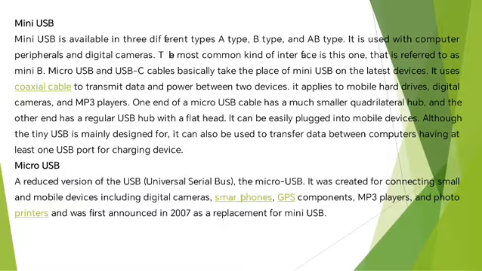Micro USB and USB-C cables basically take the place of mini USB in the latest devices. It uses a cable to transmit data and power between two devices. Micro USB, a reduced version of USB, was created for connecting small and mobile devices, including digital cameras, smartphones, GPS components, MP3 players, and photo printers, and was first announced in 2007 as a replacement for mini USB.